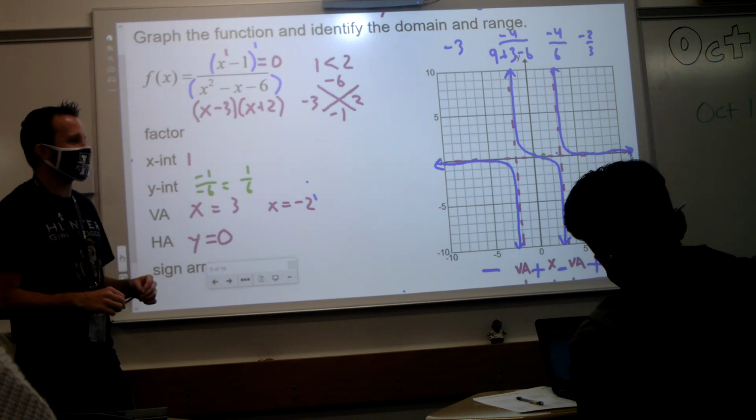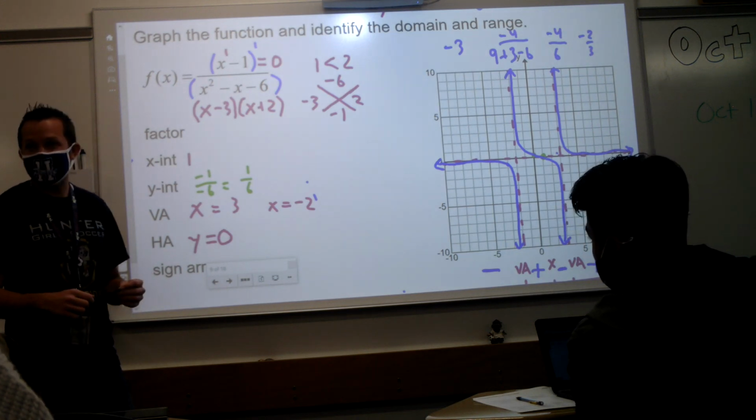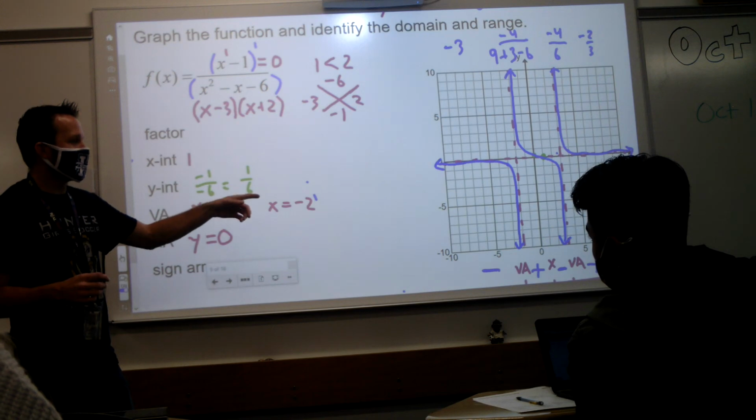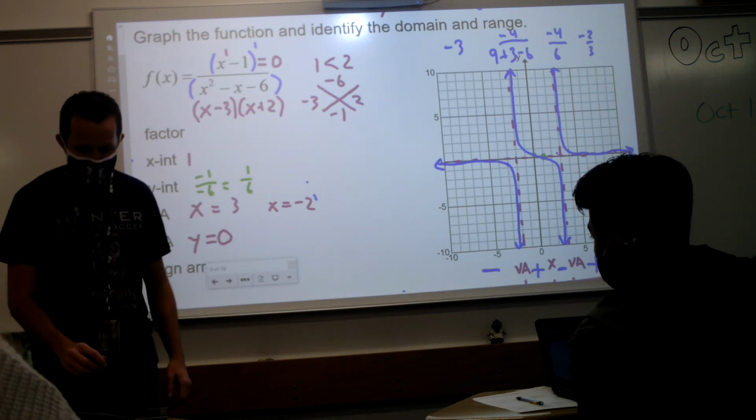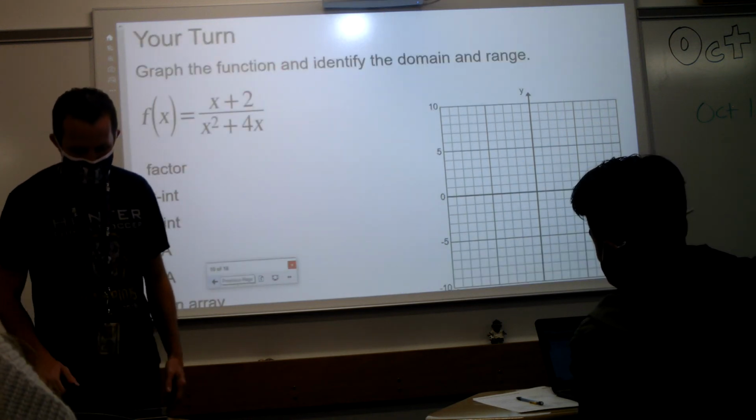If you can actually get multiplicity with your x, or with your vertical asymptotes. But that's more something you'd see in 1050. For now, let's just keep it a little simple.